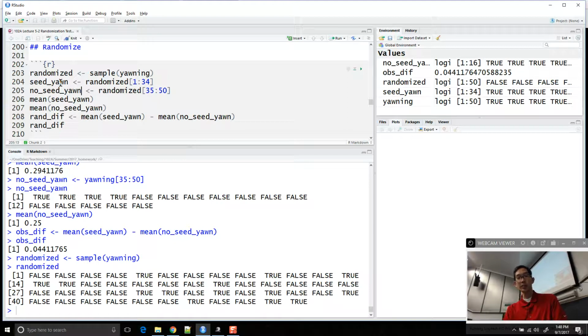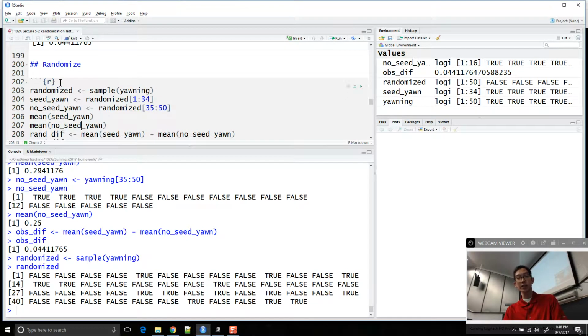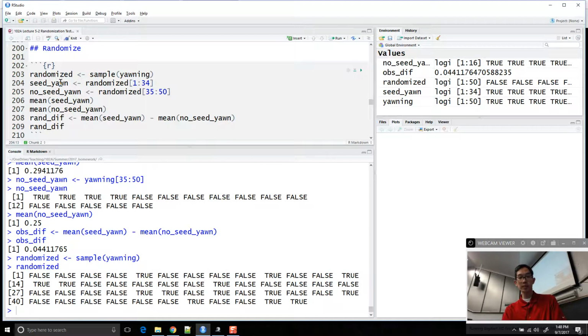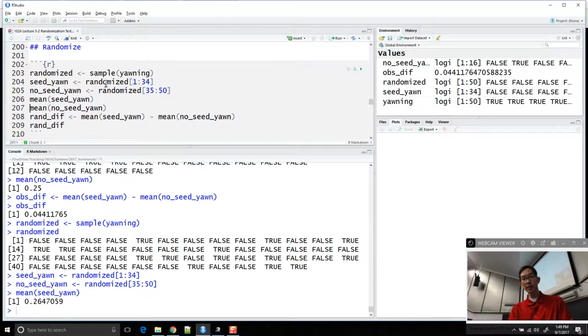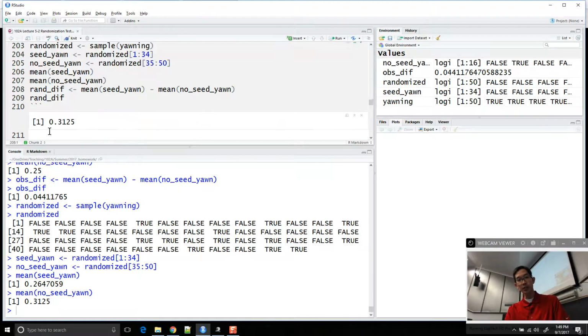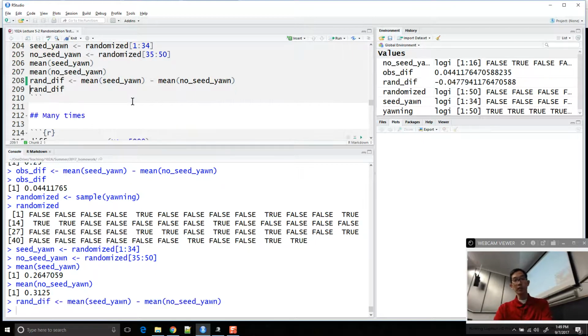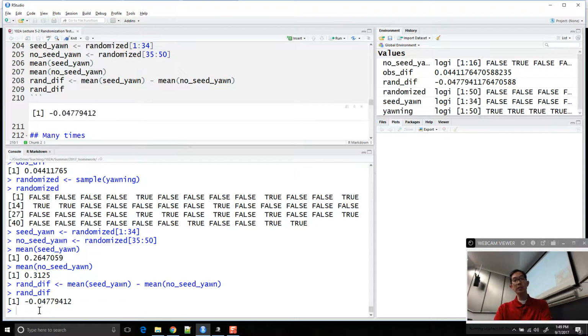And over here we'll put the last 16 in the no seed yawn group. Okay, so this is with one randomization. When I do that, the mean for the seed yawn group is 26%, and the mean for the no seed yawn group is 31%. The difference that we see after randomizing is negative 0.047.